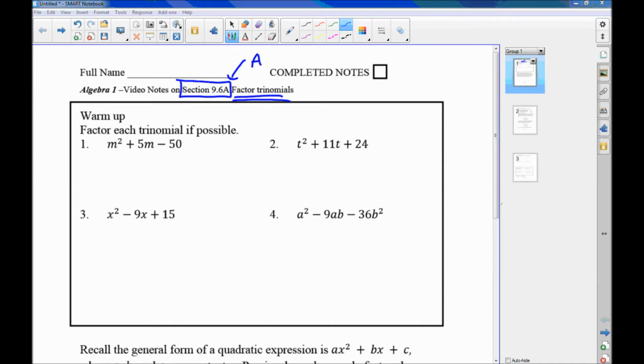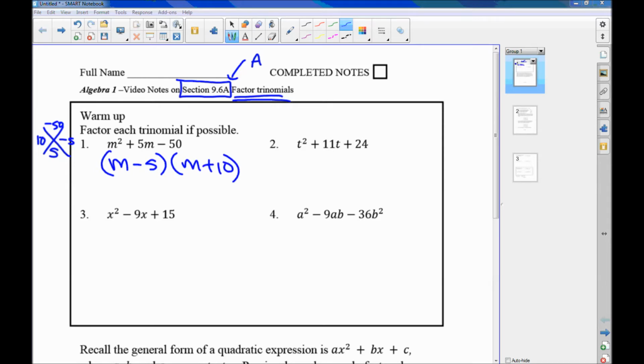So these we've already done where they have a leading coefficient of 1. Remember we learned a little puzzle method here to help us. We wanted to think of two numbers that multiply to negative 50 and add to 5. In this case, it should be positive 10 and negative 5. Those numbers are 5 apart and they multiply to 50. So our factored form here is going to be m minus 5 times m plus 10.